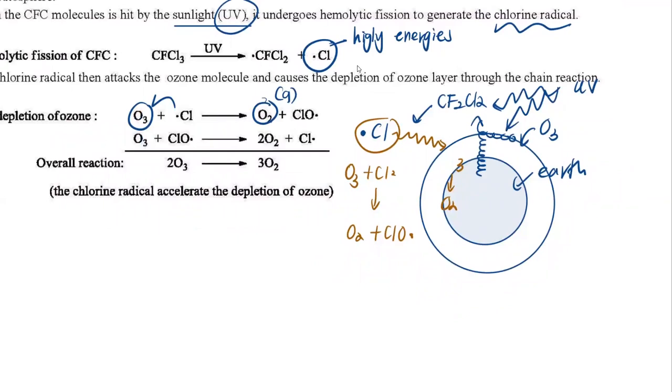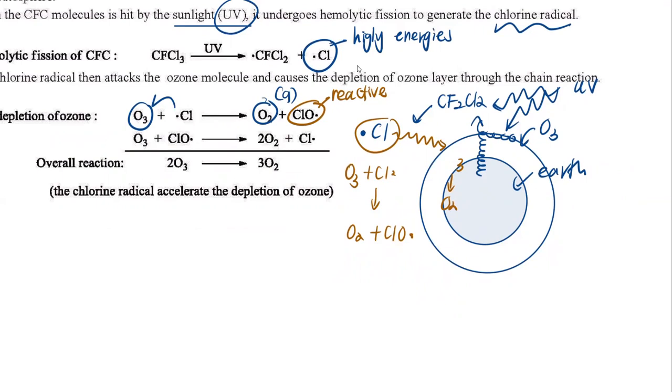So this chlorine radical will continue to react. Why? Because this chlorine radical is reactive. All radicals are reactive. Whenever you see a radical, it is very reactive and will keep reacting until it loses all of its energy, until the chlorine radical loses its energy.